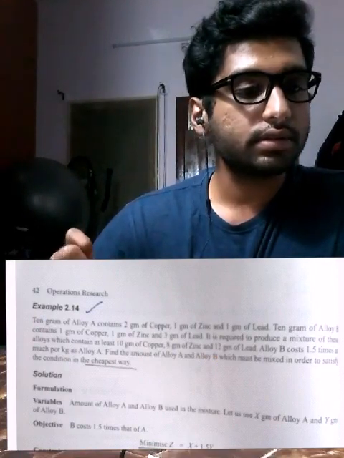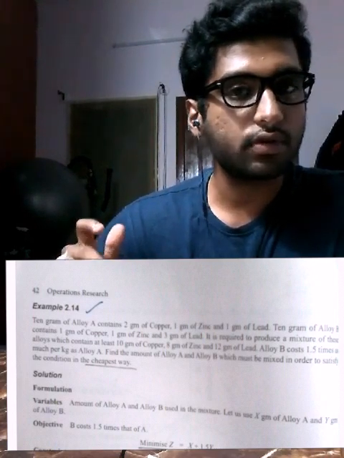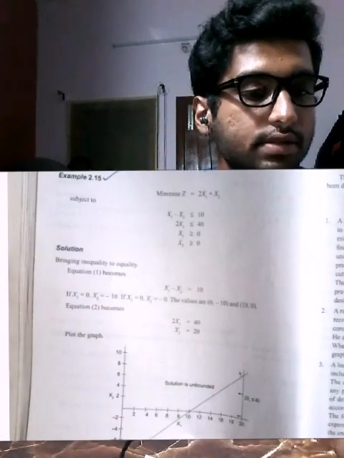The 14th question: here we have different contents of alloy, and we have to make sure all the things are matched and the maximum amount of profit is obtained. It's a similar type of question, but here it's the cheapest way, which means it is going to go outside. In the last question, there is no bounding region, and the solution is unbounded.